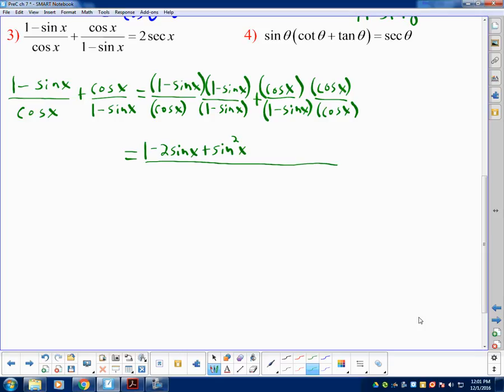Now I'm drawing one long fraction bar because this is all going to be over the same thing. Cosine x, 1 minus sine x. And then right here, this is just plus cosine squared x. So all I'm doing is multiplying top and bottom by whatever I need to do to get a common denominator.